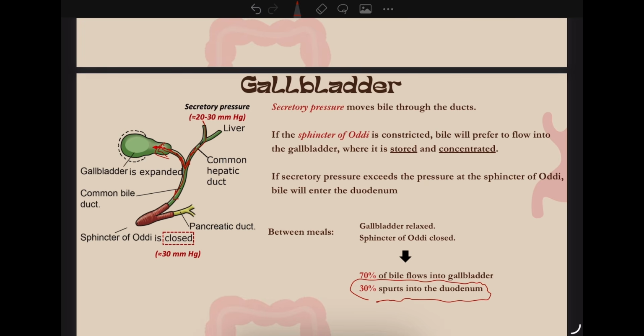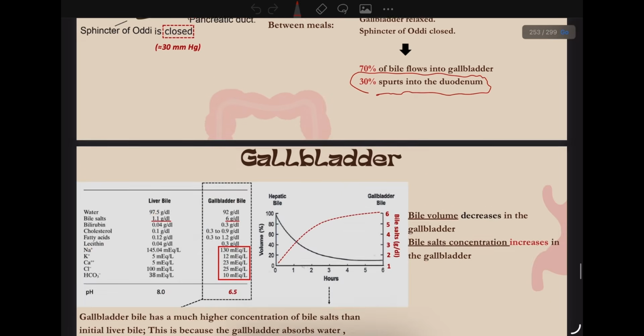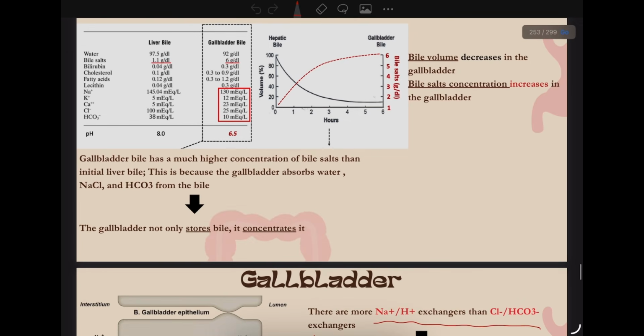And that's most likely correlated to motilin. Okay, motilin is what makes this effect, but you do not need to remember that at all, it's not a very important point. Anyways, you just need to know that 70% will go to the gallbladder and 30% will spurt into the duodenum because of the high pressure, even if the sphincter is closed.